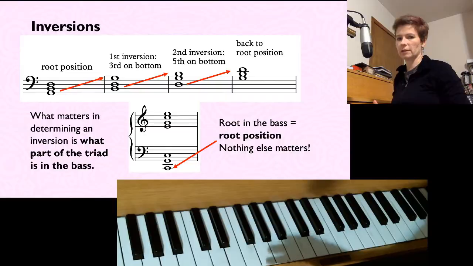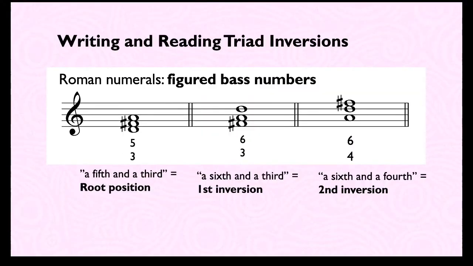There's a very old school system for describing the inversions of triads. It's called figured bass notation. I'll try to explain it as simply as possible. For root position, use the numbers 5, 3, or don't write any numbers at all. For first inversion, write the numbers 6, 3 in a little column, or just 6. And for second inversion, write the numbers 6, 4.